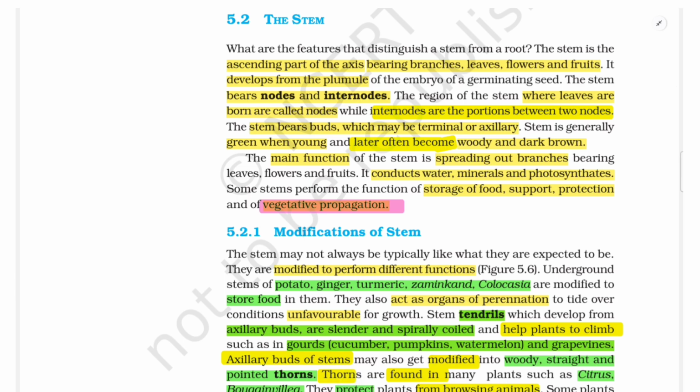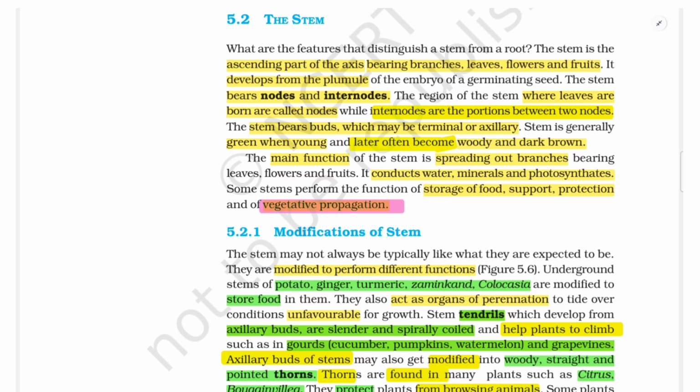5.2. The stem. What are the features that distinguish a stem from a root? The stem is the ascending part of the axis bearing branches, leaves, flowers, and fruits. It develops from the plumule of the embryo of a germinating seed. The stem bears nodes and internodes. The region of the stem where leaves are borne is called nodes, while internodes are the portion between two nodes.